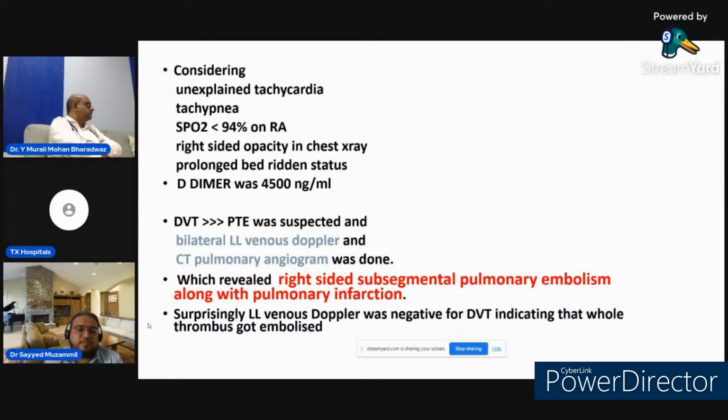His CT pulmonary angiogram revealed that he had a right-sided subsegmental pulmonary embolism along with pulmonary infarction. This pulmonary infarction was responsible for his pleuritic chest pain, and the pulmonary embolism was responsible for tachycardia and unexplained hypoxia. Surprisingly, his lower limb venous Doppler was negative for DVT, indicating that the whole of the thrombus had embolized to the lungs.